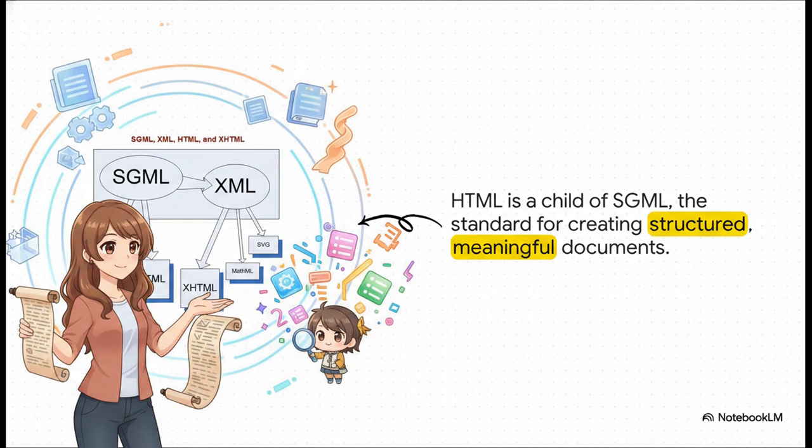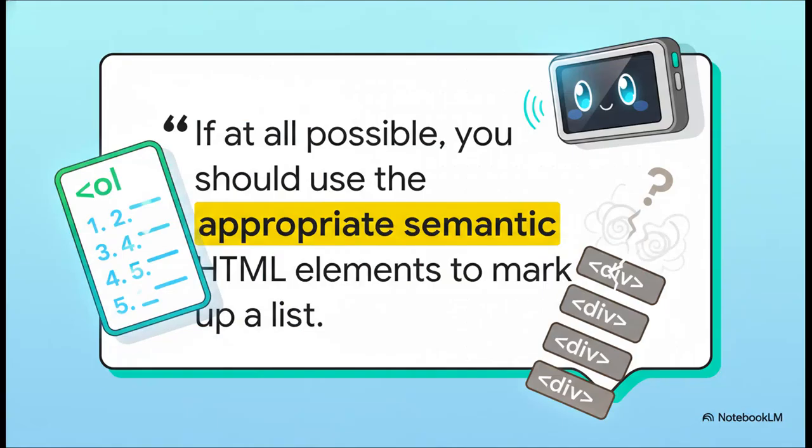To really get this, we have to look at HTML's family tree. HTML wasn't born out of some desire to make things look pretty. As this diagram shows, it's a descendant of SGML, a language that was designed for one thing: to give documents structure and meaning. The visual part, that all came way later. Its primary job is to describe the content itself. And this is exactly why it's so critical. This quote from MDN's accessibility guide is basically a direct command: use the correct HTML tags.